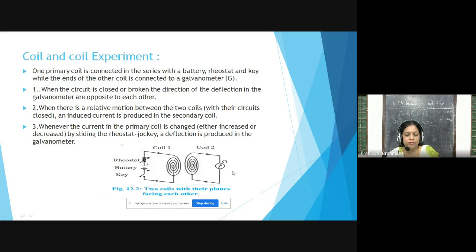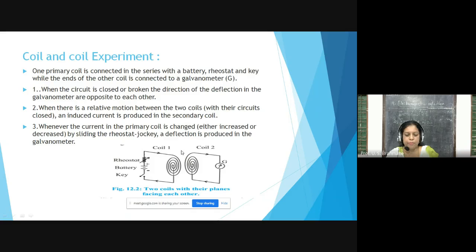So the deflection which we see, once the key is closed, it will deflect in one direction, and when the key is open, again there will be a current, it will be in the opposite direction, so it will show the momentary deflection in the opposite direction.